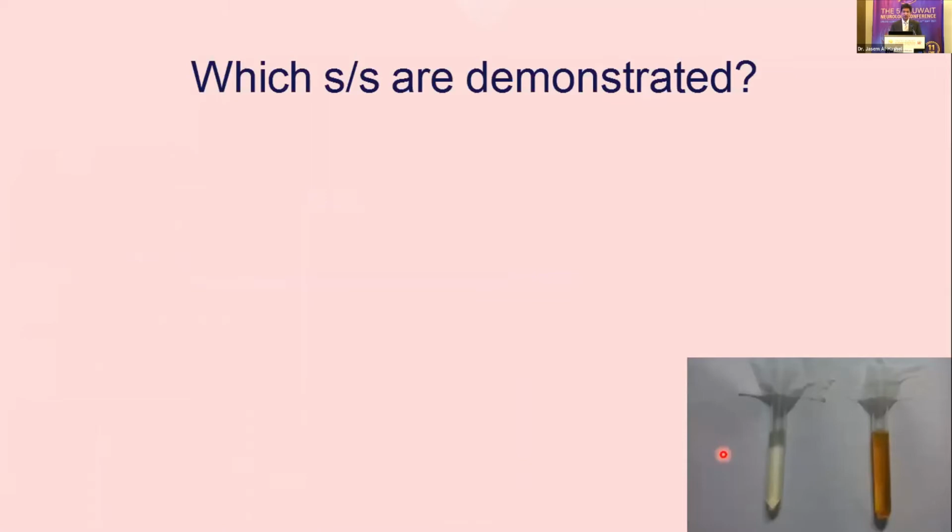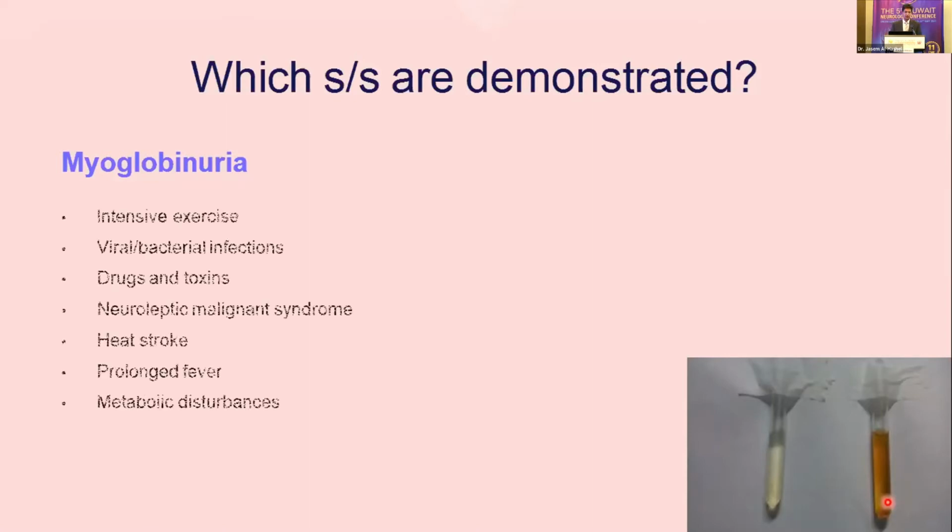The other associated symptom is myoglobinuria. As you can see, the discoloration in the urine here in this image. And myoglobinuria is not only seen in muscle diseases, but can also be seen with intensive exercise, viral and bacterial infections, drugs and toxins, neuroleptic malignant syndrome, heat stroke, prolonged fever, and metabolic disturbances.